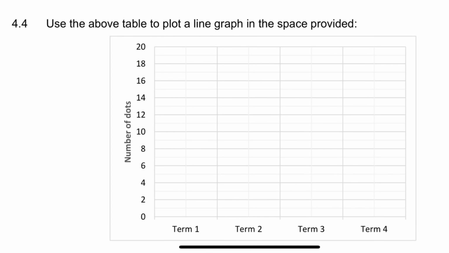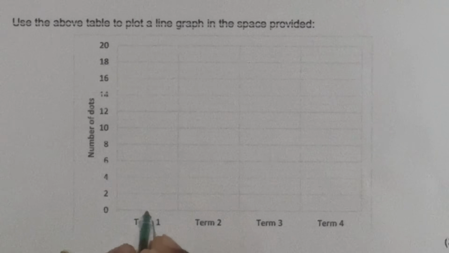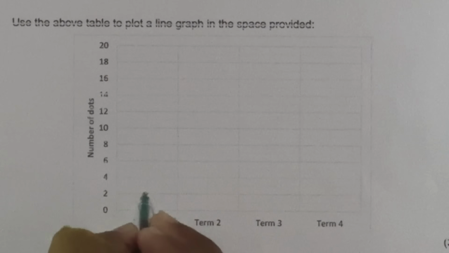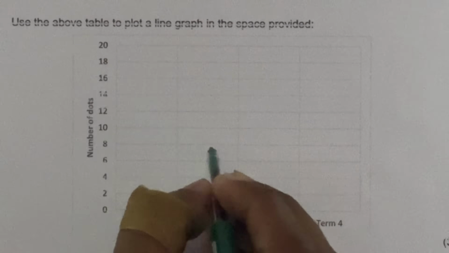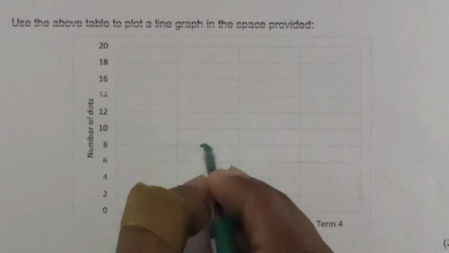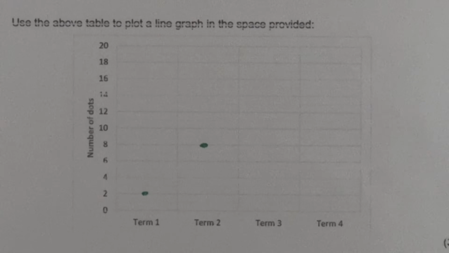4.4 wants us to use the above table to plot the line graph in the space provided. I'll just use my pen and zoom in to the question paper. Term 1 had 2 dots. So you're going to go to term 1 in the center, go to number 2 and make a dot on the second line. Then in term 2 there were 8 dots. We're going to go to term 2, go to the 8th line and make a dot in the center.